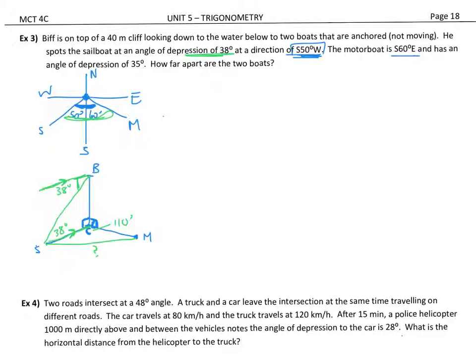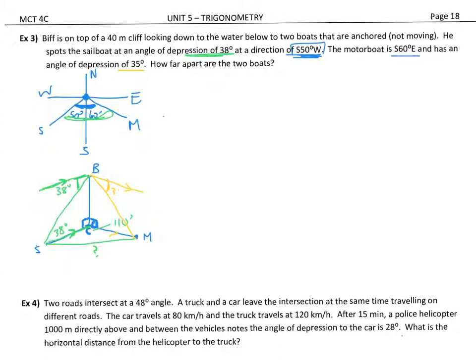Okay, and then on the other side, looking at the motorboat, I'm going to do that in a different color. I'm going to draw a line that's parallel to CM. Try to draw it parallel, so that is supposed to be parallel to that one. The angle of depression to the motorboat is 35 degrees. So my angles might be, again, a little off. It's distorted because it's a 3D drawing.